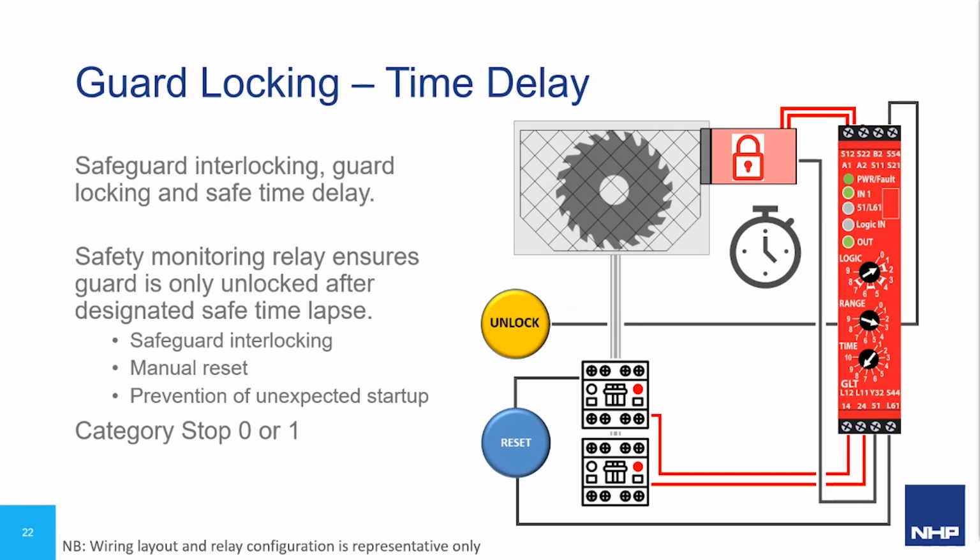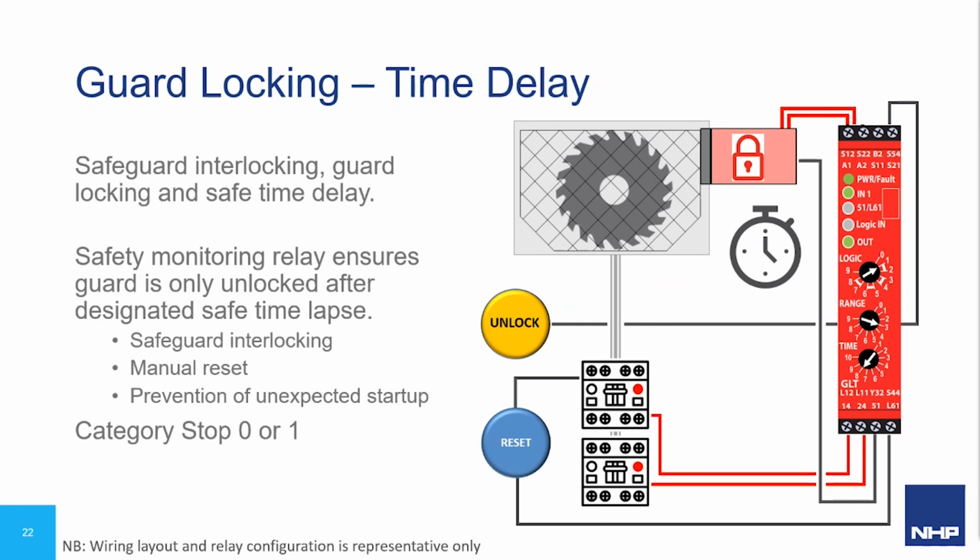Once the time has elapsed, which is selected in conjunction with the expected rundown time, an unlock signal is automatically sent to the guard locking interlocking device, which then unlocks the guard, and it can be safely opened with the machine completely isolated. The safety monitoring relay is also monitoring the status of the interlock device, ensuring that the machine cannot be restarted while the guard is open.